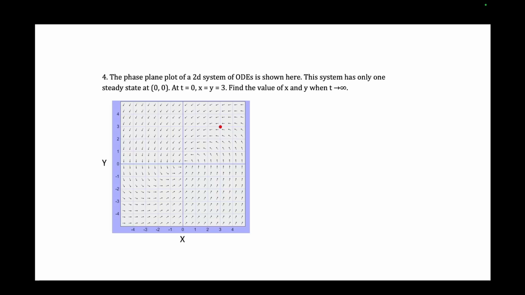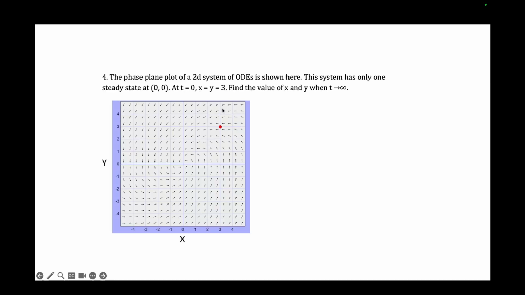Ultimately, they will finish at 0, 0 or something. Yeah, so that is the idea. The question is to find the value of x and y when t tends to infinity. t tends to infinity means at the end of time, where your system will converge. Your system will converge at the steady state, which is already given as 0, 0. It doesn't matter where they start at t equal to 0.